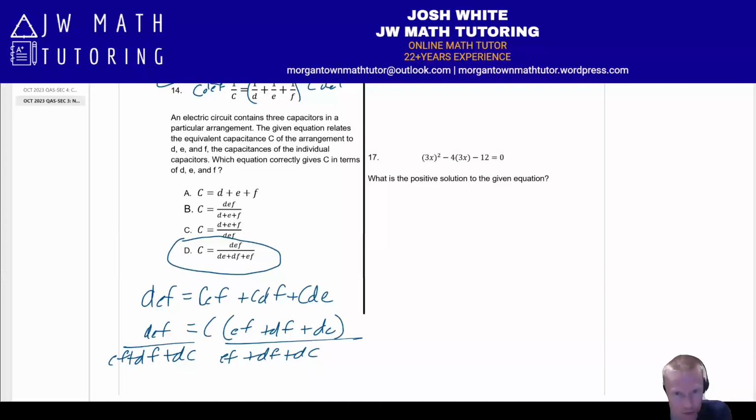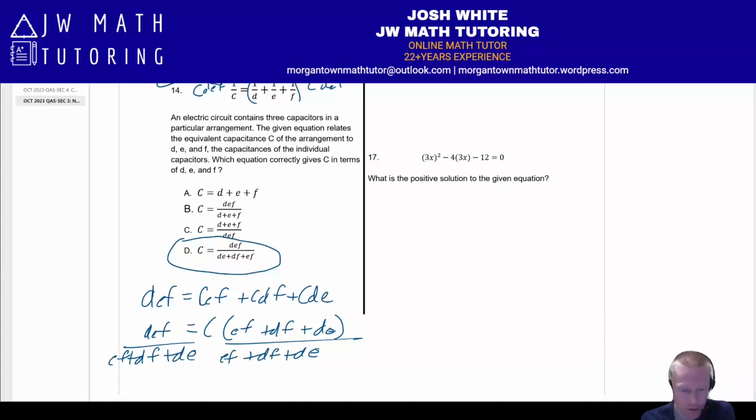Wait, sorry, I wrote something incorrect here. One slight change. This last one should be DE, not DC. It's DE, DE, DE. Okay. So my terms are not in the same order on the bottom, but addition's commutative, so you can just flip them and get that. Okay.